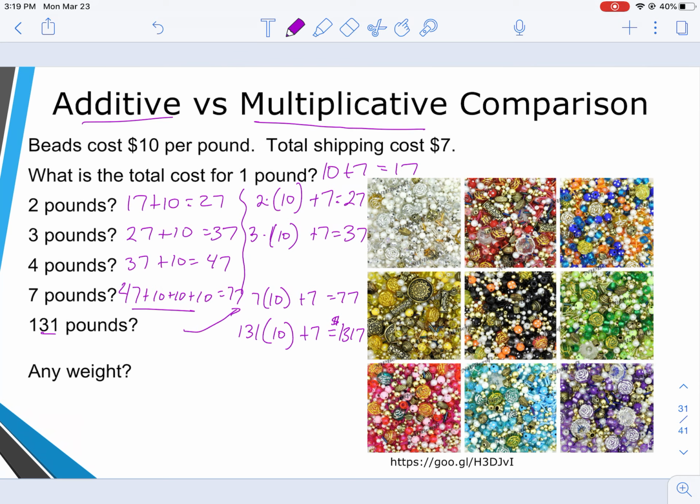And this is really helpful when we move into any weight. So in this case, I would take $10 times the number of pounds, however many that is, plus $7 for the shipping. And you can see this sets them up nicely for algebraic thinking, just thinking about things in an algebraic way, not necessarily solving equations or graphing, but thinking with an unknown involved.